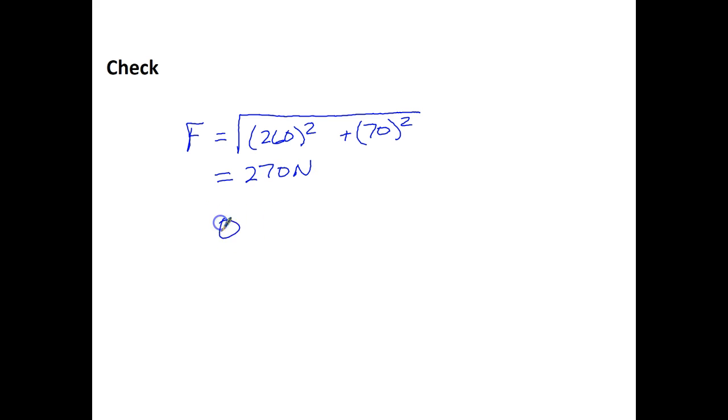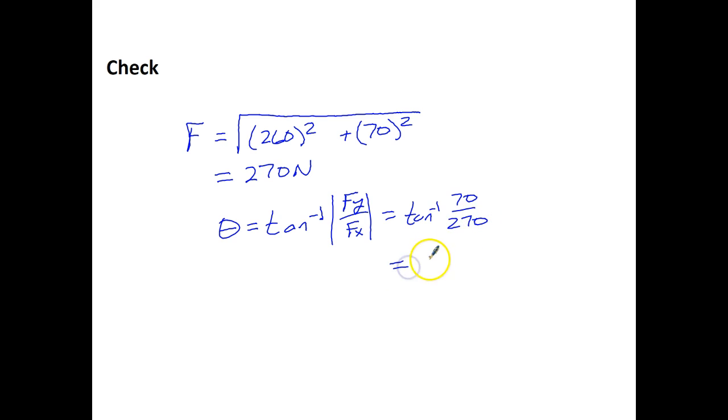And then we need to find the angle and make sure it still is 15 degrees. So this is the inverse tangent of the force in the y over the force in the x. So this would be the inverse tangent of 70 over 270. And if you do that in your calculator and make sure it's in degrees, you will get 15 degrees. So that is our check.